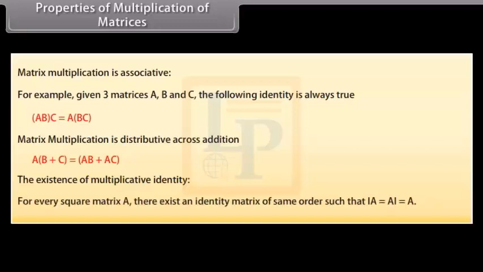The existence of multiplicative identity. For every square matrix A, there exists an identity matrix I of the same order such that IA is equal to AI is equal to A.